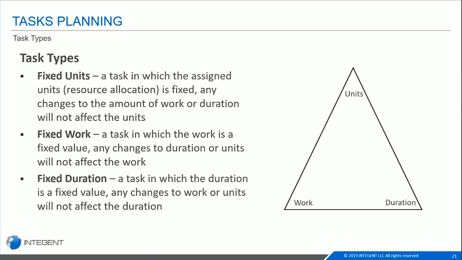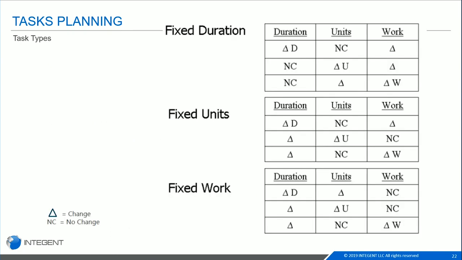And because task types is so important, I want to make sure I have another visual here to help you see how these 3 interact together. So we're going to look at the very bottom one, fixed work, for right now, and we're going to talk about how this one works. But you have your 3 primary types. You have duration, units, and work.